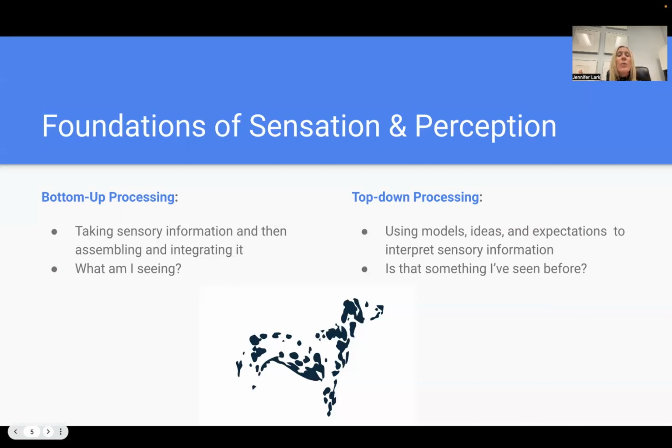And so we always want to take a minute once we think that we see something or we're interpreting something in a certain way and do a little check. Give our bottom-up processing system time to actually put the real pieces together.